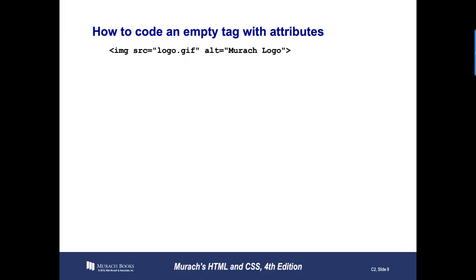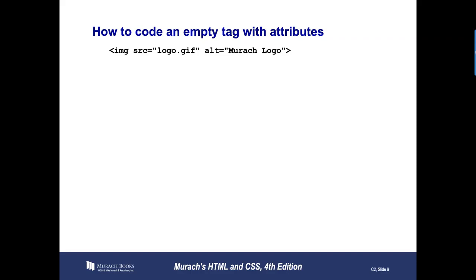All right? So here is an empty tag with attributes. This is the image tag, which we spoke about earlier. And it includes a source attribute, which defines the image source that the browser is to display.